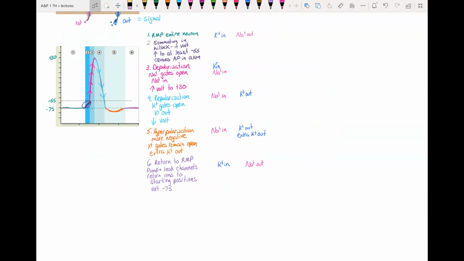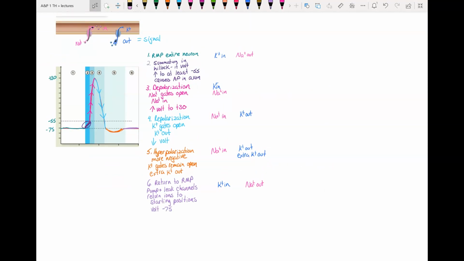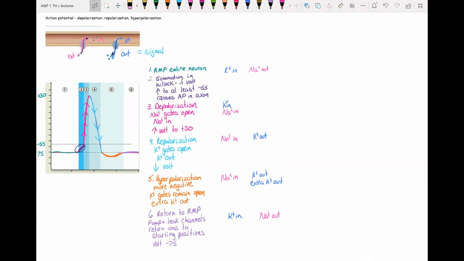So there's an overview of how you have that action potential in the axon. And steps 3 and 4, depolarization and repolarization, these two steps together are considered an action potential. So whenever you're talking about action potential, that's what you're talking about, depolarization and repolarization. And that is the signal.